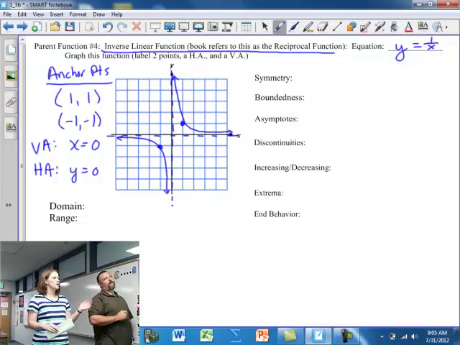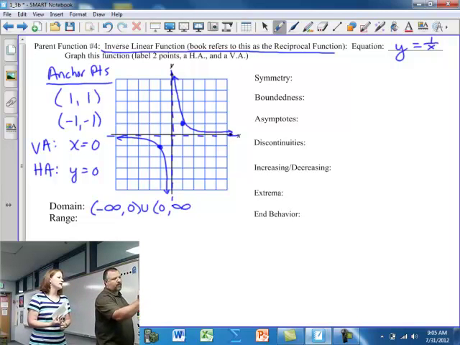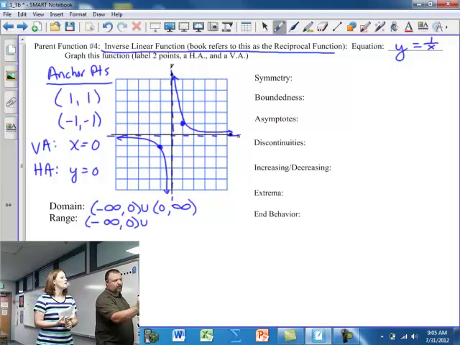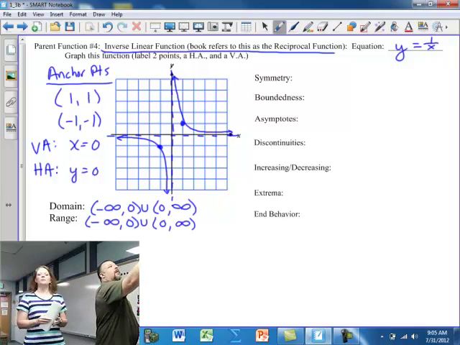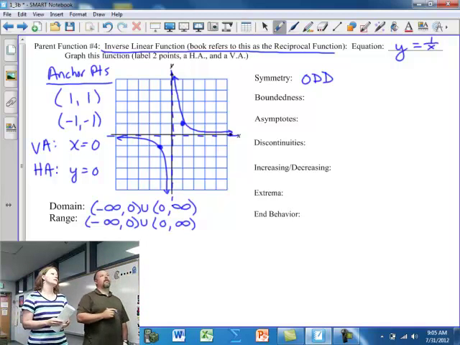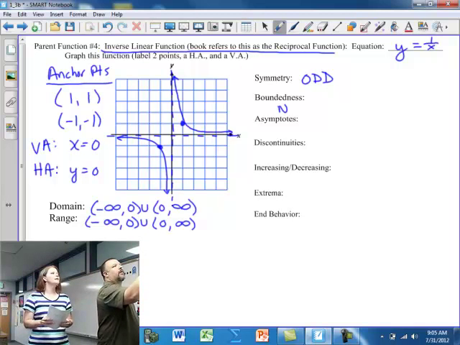So our domain, notice we're going to go forever left to right, but we need to skip that vertical asymptote in the middle. So how about negative infinity to 0, non-inclusive, and then 0 to infinity. The range is going to do the exact same thing, moving from bottom to top. Okay, so symmetry, when we look at our symmetry, it does not flip over the axis, it rotates around the origin, it is odd. Boundedness, it is unbounded, or not bounded, because it goes up and down forever.